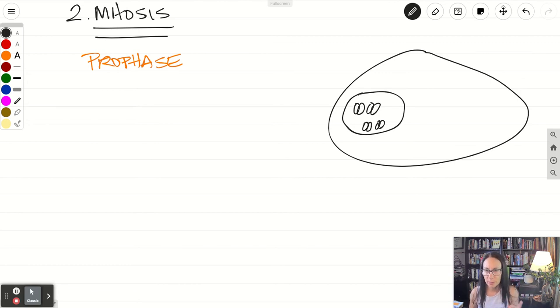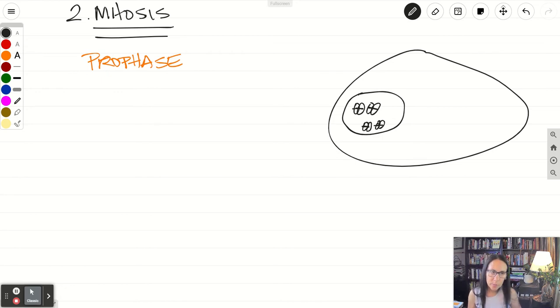So this is 2 pairs and each one has replicated. So there are 4 chromosomes in this nucleus in my drawing, okay? And the way that I've drawn them is that they're already replicated. So there's a centrosome holding these together. Let's say this is chromosome number 1, this is chromosome number 2. So the longest one and the next longest one.